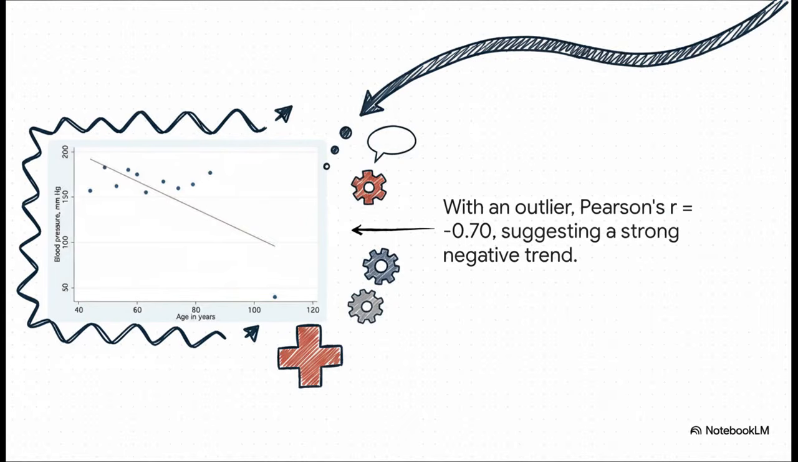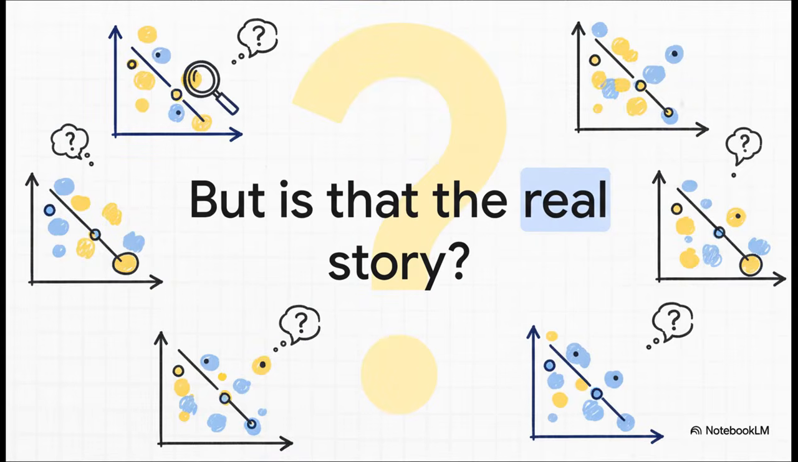The Pearson correlation comes back as -0.70. Now, that's a strong negative relationship. It's telling us that as age increases, blood pressure goes down. And you can see that red trend line, Pearson sees a pretty steep downward slope. But hold on, is that what's really happening here? I mean, just use your eyes. Look at the bulk of the data points. Does that red line really seem to capture the true pattern? Or is something else pulling it down?